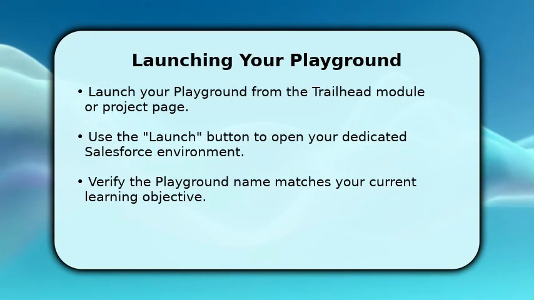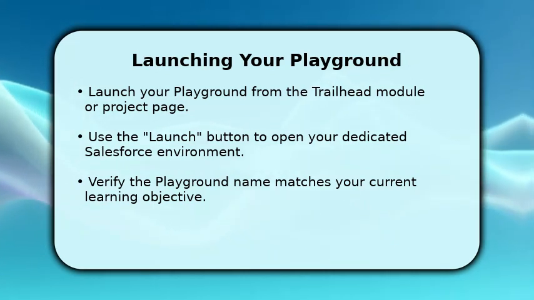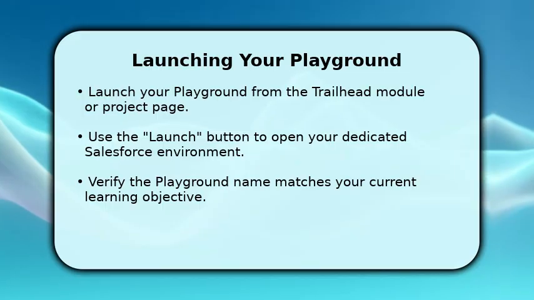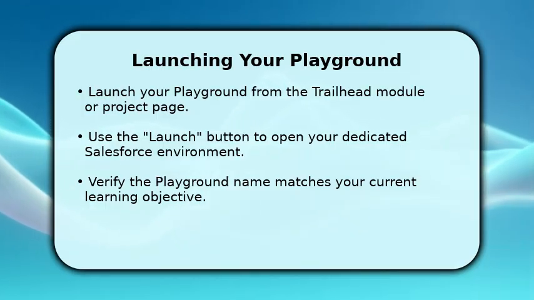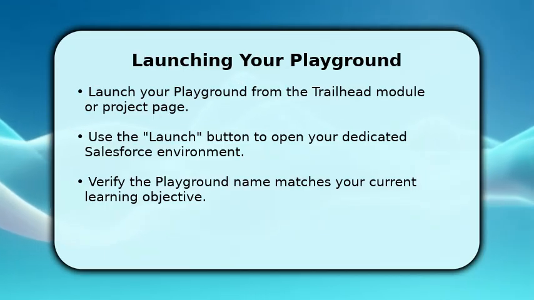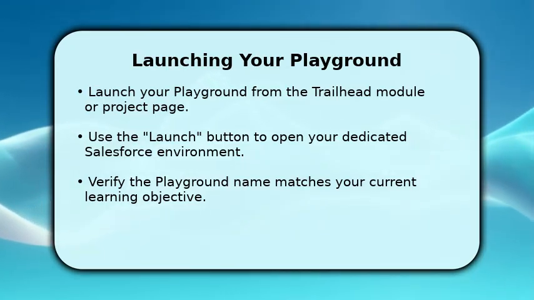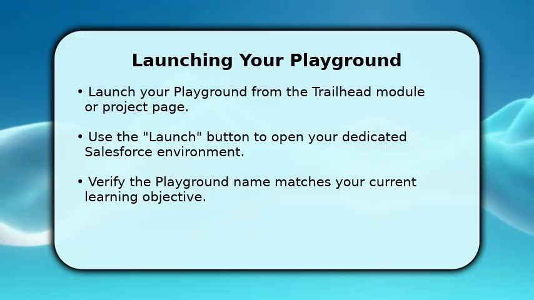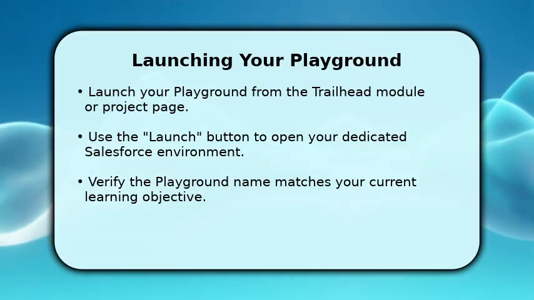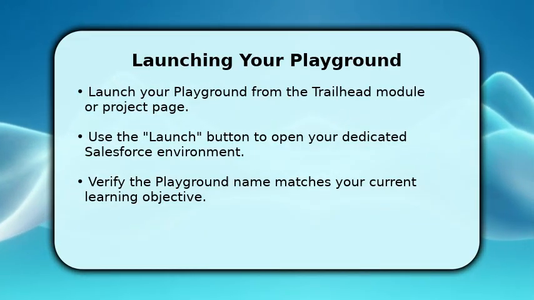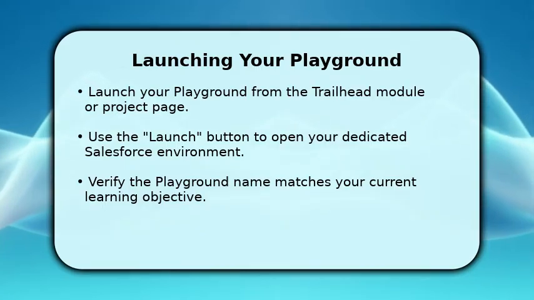To launch your playground, simply go to the specific Trailhead module or project you are working on. You'll see a prominent Launch button. Click it, and your playground will open in a new browser tab. This method ensures you're always connected to the correct instance for your current task. Always double-check the playground name to confirm you're in the right place before you begin your work.